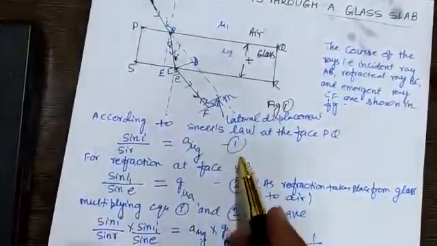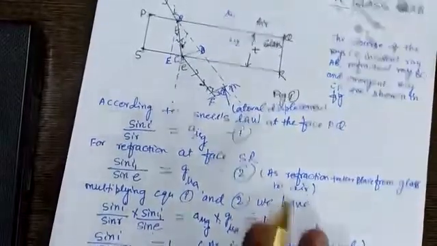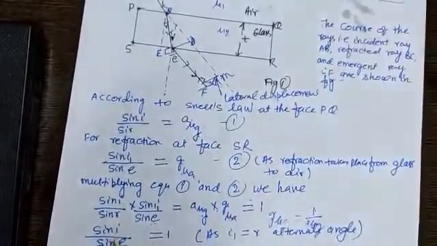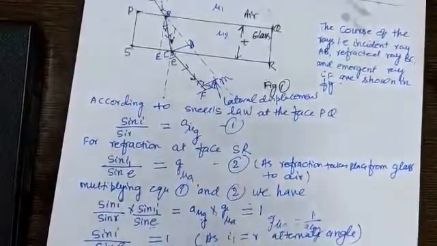Multiplying equation 1 and 2, you will find sine i upon sine e, where e is the angle of emergence, sine i upon sine e is equal to aμg into gμa.